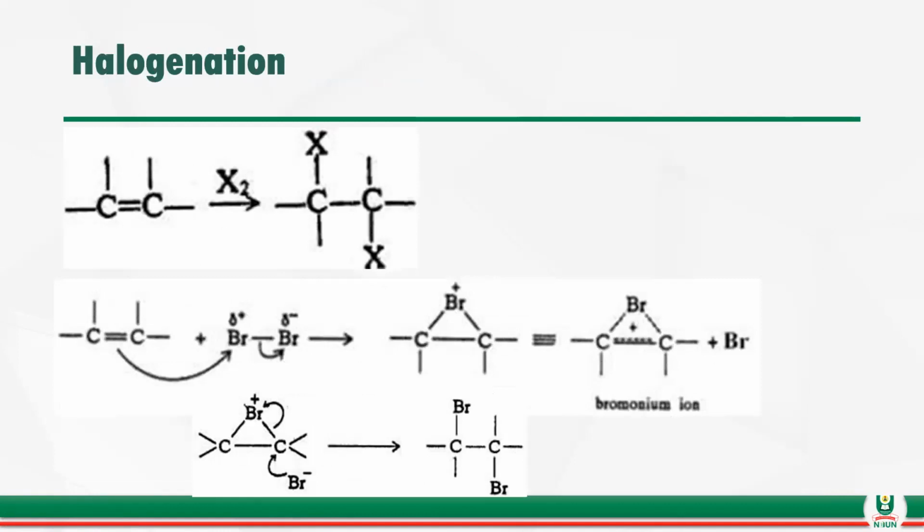So the first one is halogenation. In halogenation, we are talking of addition of halogen to an alkene.